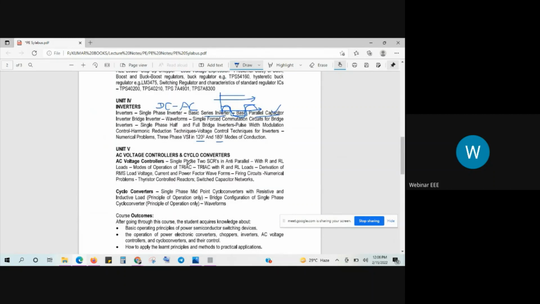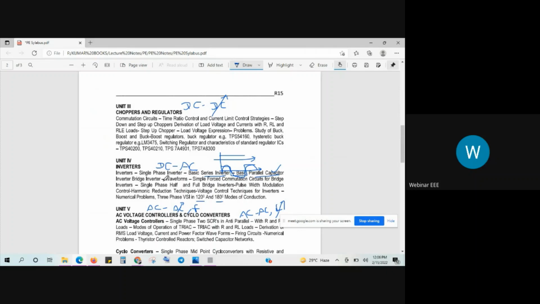Okay. About the AC voltage controller: fixed AC to variable AC without changing frequency, you can call it an AC voltage controller. Cycloconverter means fixed AC to variable AC with changing frequency. Okay. So this is the basic overview of all in 5 minutes.